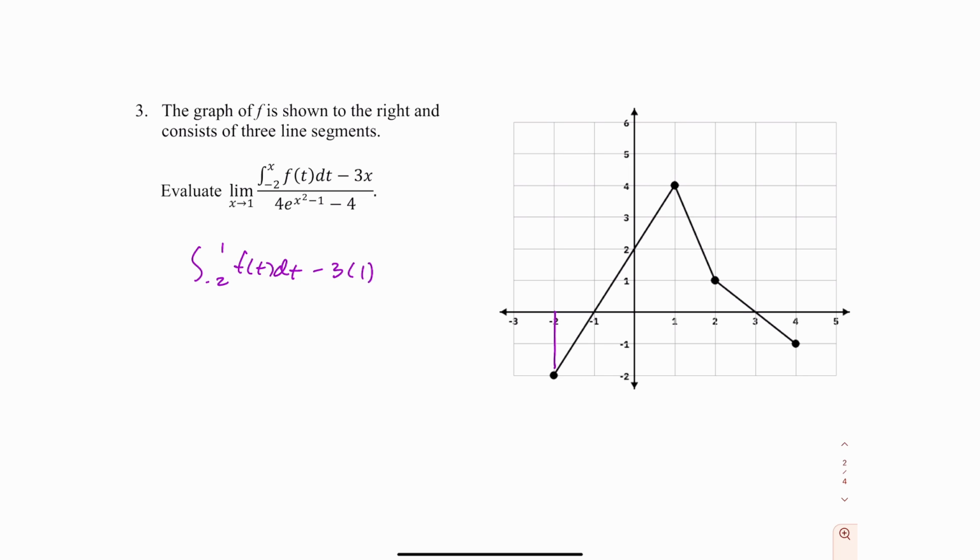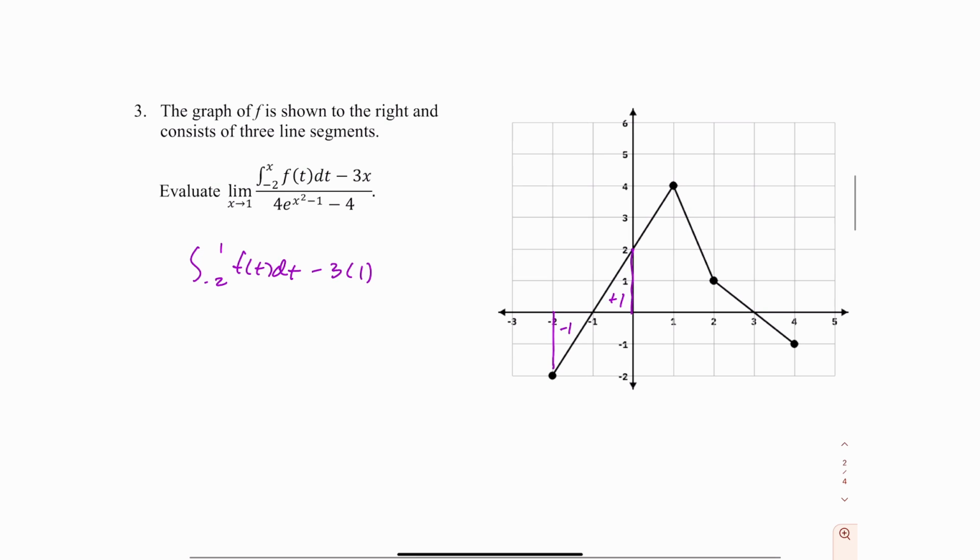So the integral is going to give us -1. This is +1, so -1, +1. Those cancel. And then we're just going to here, so that's not a good line. Let's do there. That's 2, that's 3. So we get 3 minus 3, which is 0, and then in the denominator we get 4e to the 1 minus 1 is 0, minus 4 is 0. Okay, so the limit of the top is 0, the limit of the bottom is 0. We can use L'Hopital's on this.